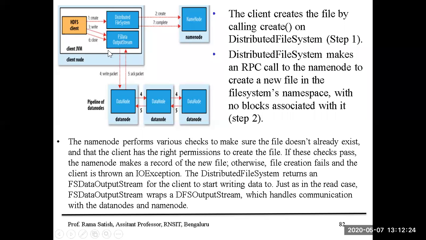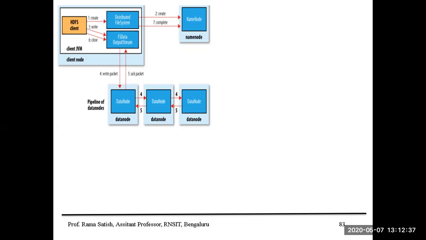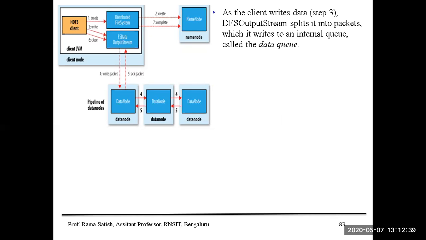It will take care of the communication between your data node and your name node. And of course, that's about step 2. As the client writes the data in step 3, the DFS output stream splits it into packets, which it writes to an internal queue called the data queue.